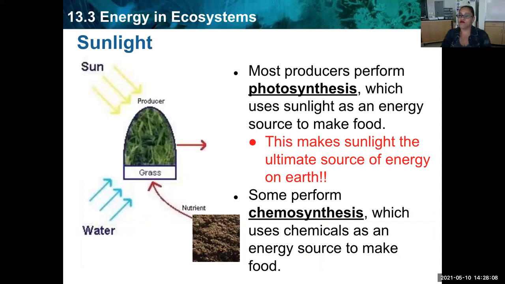So most producers perform photosynthesis, which uses sunlight as energy to make food. We went over photosynthesis way back in chapter 4 last semester. And this makes sunlight the ultimate source of energy on Earth. There are some producers, autotrophs, that perform chemosynthesis, which uses chemicals as energy to make their own food. But for the most part, producers do photosynthesis.